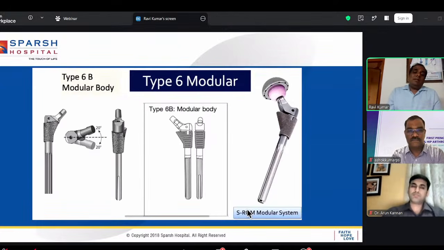Type 6B is a modular body type, like an S-ROM-like stem, where we can adjust offset and leg length without affecting many factors. It is very useful in a patient where the proximal 3D anatomy is disturbed, for example dysplasias, malunited fractures, previous osteotomies of the proximal femur. Here we can increase or decrease the anteversion depending upon the need. So it is basically a metaphyseal fixed stem with diaphyseal loading. The fluted stem loads the diaphysis. The wedge, what we use proximally, will help for the fixation.